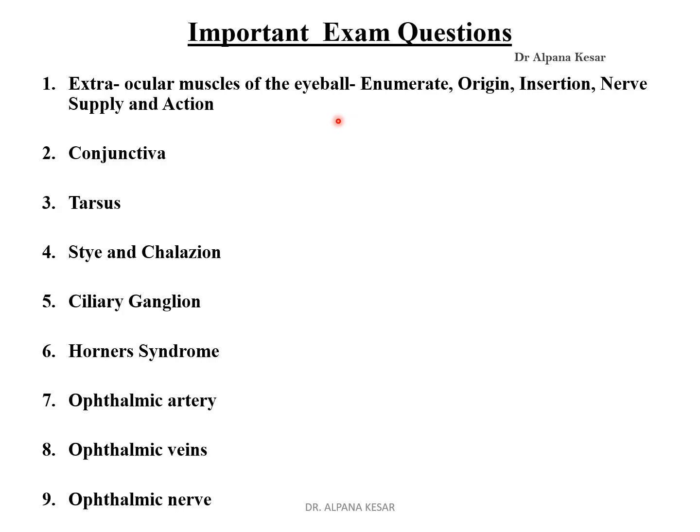Short notes may be asked on topics like conjunctiva, tarsus, stye and chalazion, ciliary ganglion, Horner's syndrome, ophthalmic artery, ophthalmic veins, and ophthalmic nerve.